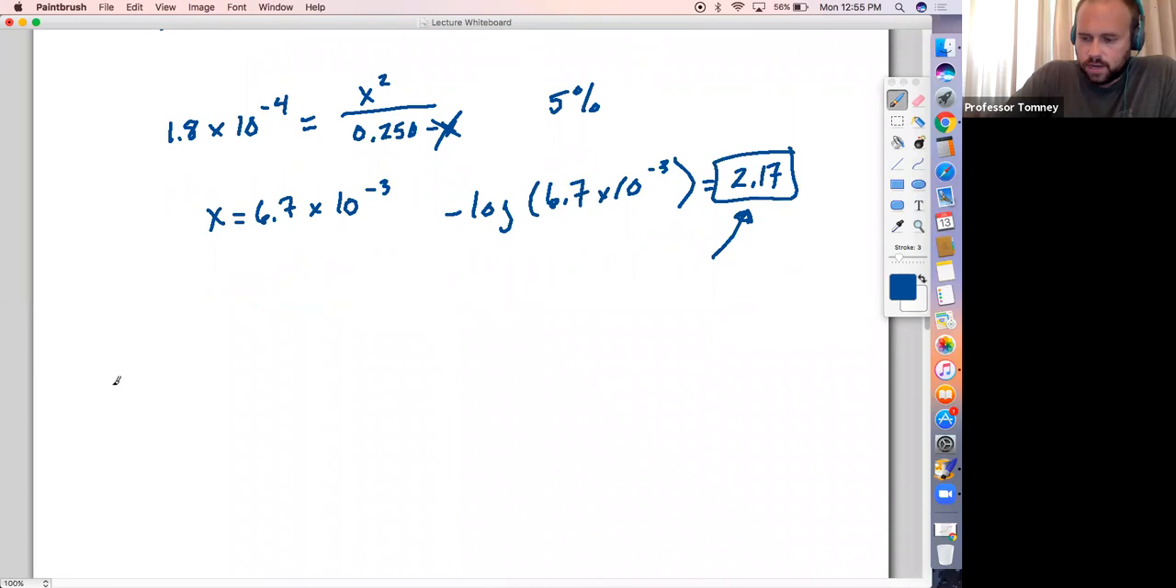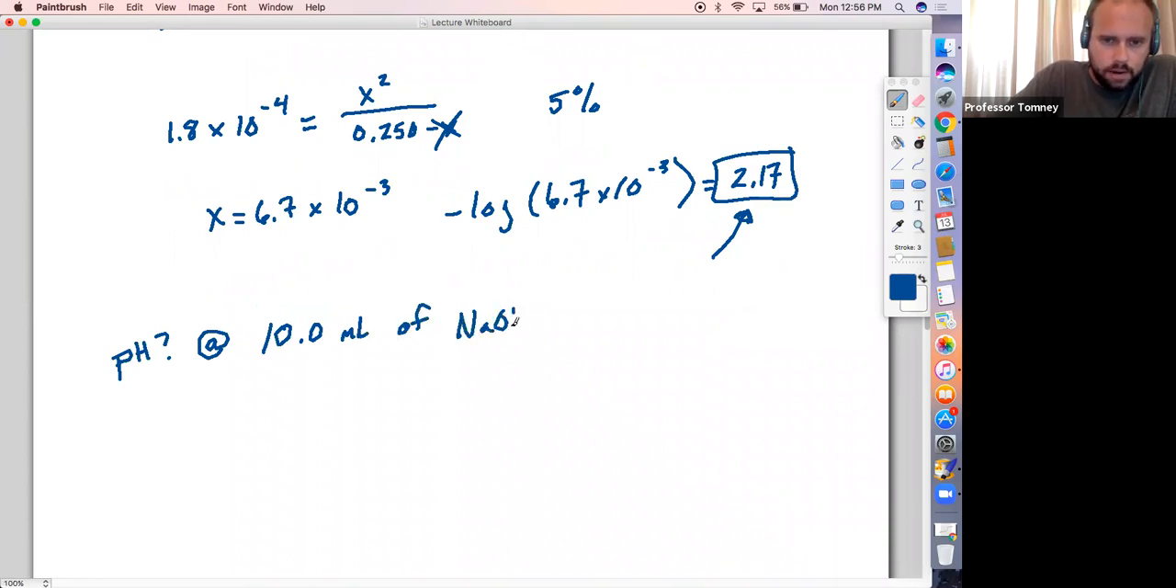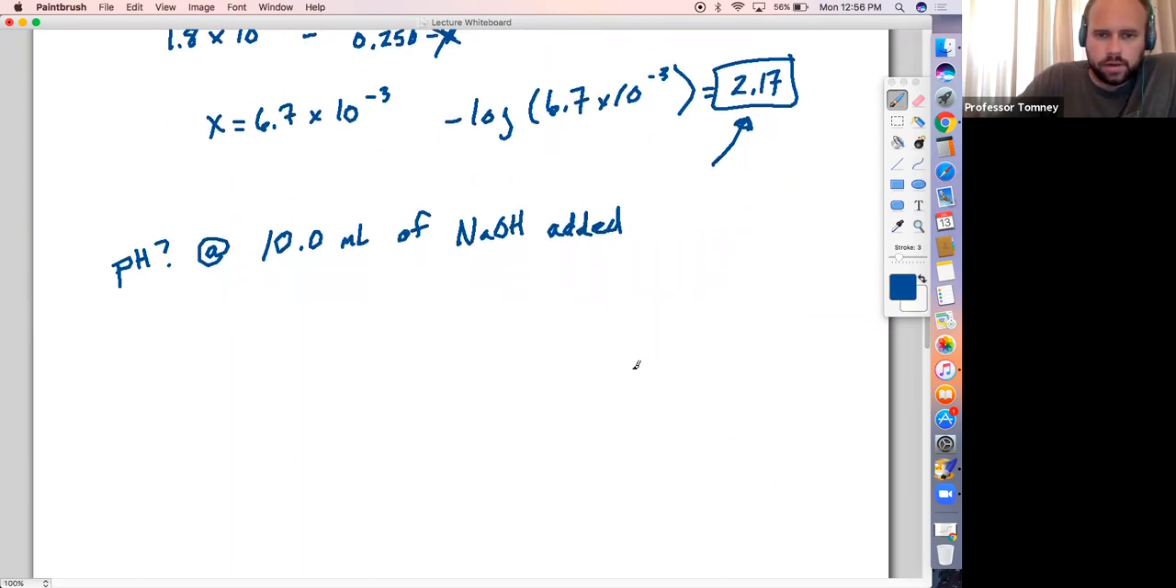We have the pH of the initial. So let's pick a volume and say, what is the pH at 10 milliliters of sodium hydroxide added? Okay, so we have the initial acid. We add or titrate 10 milliliters of sodium hydroxide. Just as a reminder, the sodium hydroxide concentration is this. That was up in the initial problem. So the question is, what becomes the pH of the solution once we get to that point?